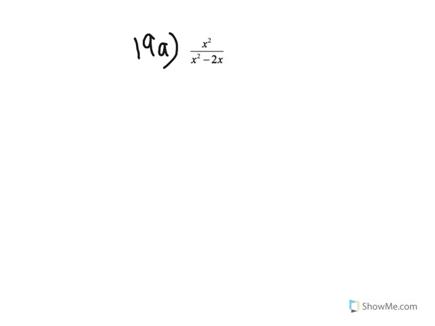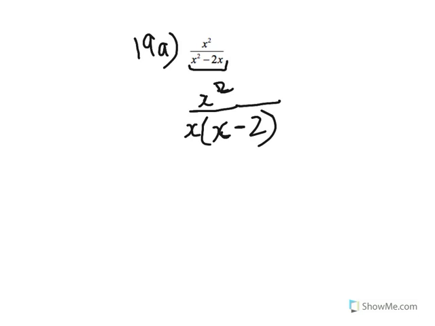Question 19a is asking us to simplify this expression, x squared over x squared minus 2x. First of all, we can simplify the bottom using factorization, which we've learned before. The highest common factor between x squared and negative 2x is nothing but x. So you divide x squared by x, you get x, and negative 2x divided by x is minus 2. So now we have x squared over x minus 2.